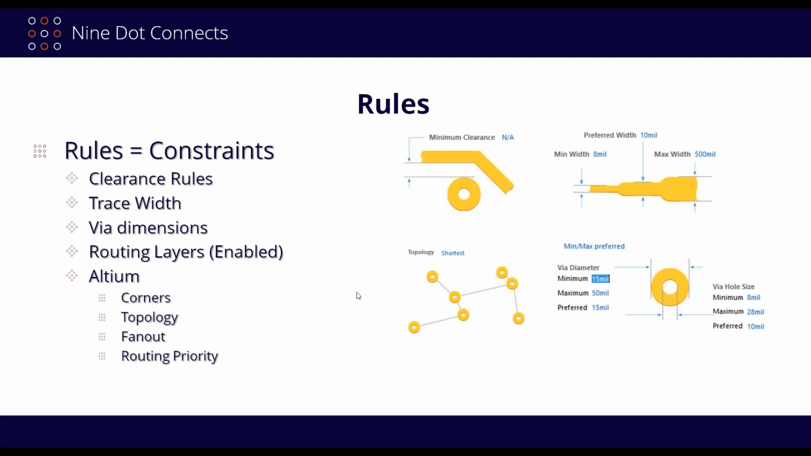Of course, the rules are very, very important. They are the constraints. These I tend to believe would be the rules that you would see in any of these routers: your clearance rules, your trace width, your via dimensions, your routing layers, whether you'd want them enabled or not.